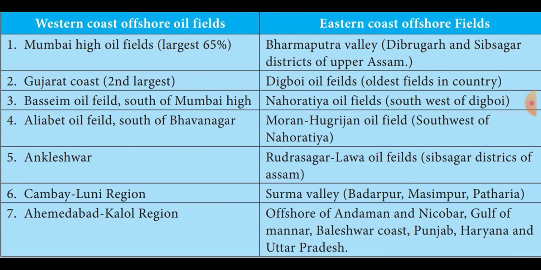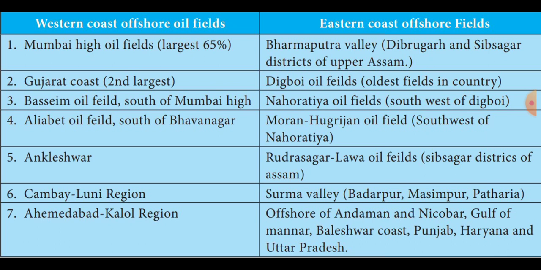Then fifthly, the Ankleshwar oil field in the western Ghats. In the eastern Ghats, the Rudrasagar-Lakwa oil fields. Then sixthly, in the western Ghats, the Cambay-Luni region is where we mostly find petroleum. In the eastern Ghats, the Surma Valley. Then finally, in the western coast area, the Ahmedabad-Kalol region is a petroleum producing area.